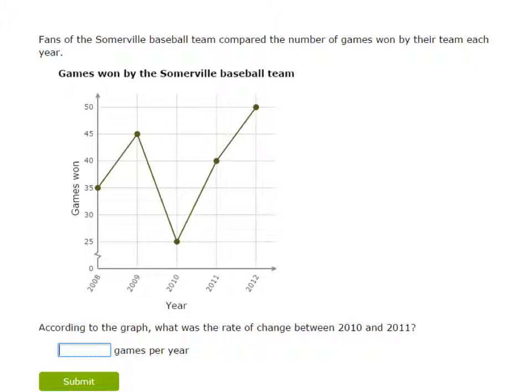All right, let's look at a graph. We treat it the same way. So this one, you're talking about games won by the Somerville baseball team. So it says, according to the graph, what's the rate of change between 2010 and 2011? So here's where 2010 is. Here's 2011. So we kind of read this the same way we read slope of a graph. So the change going up and down, remember we always do how far it's going up and down first. So from here to here, if we look over at these side numbers, the change from 25 to 40 is 15.